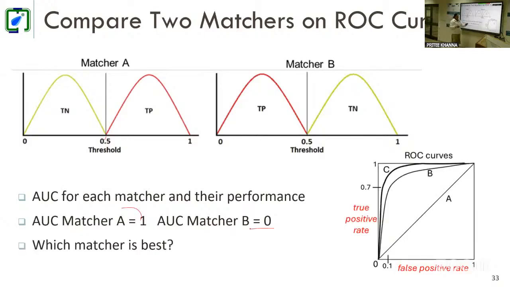Now let us say I'm getting these sorts of ROC curves, let us say this is for 1, 2 and 3. Which is better, A, B or C? C is the best, right?